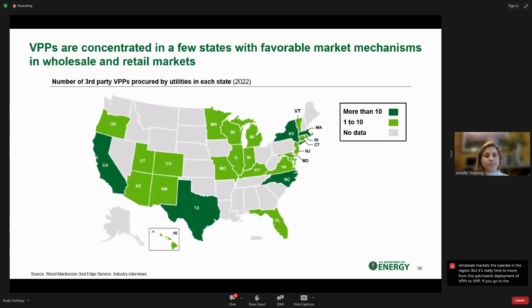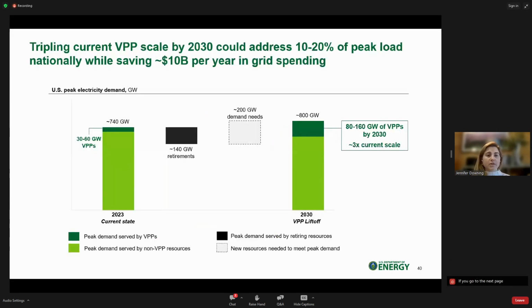So if you go to the next page, you have to consider that at the same time as peak demand is growing between 2023 and 2030, that's the height between the green bars, there is a lot of old coal generation coming offline and a little bit of old gas generation coming offline. So what that generation retirement and demand growth adds up to is that we need about 200 gigawatts of peak demand to be served by new resources added to the grid by 2030.